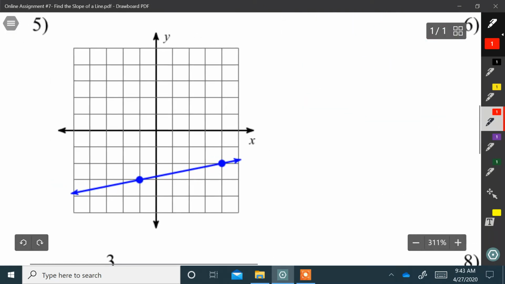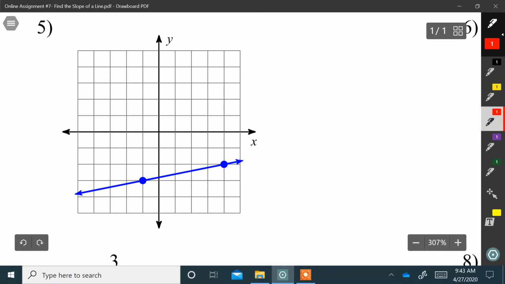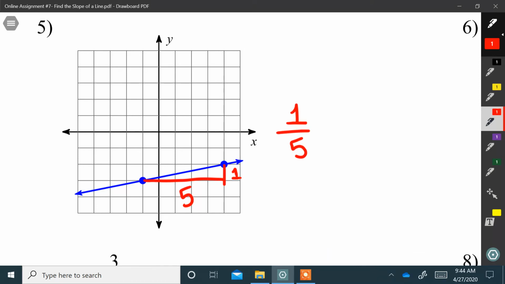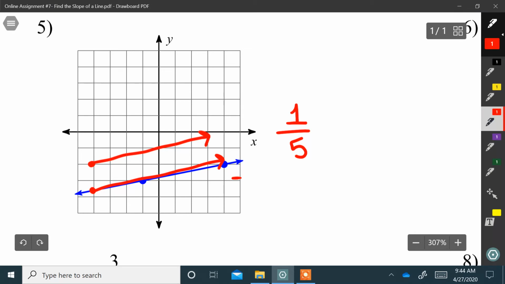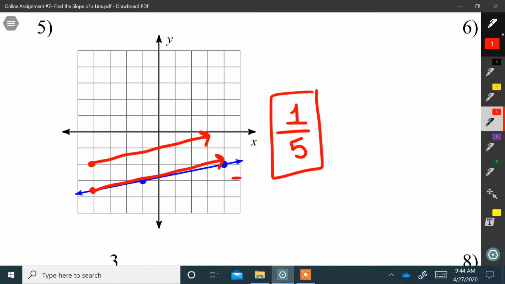Just take a look at this one here. We have the rise over the run. We got 1, 2, 3, 4, and 5. This is the same. 1/5 as my rise over the run. Now, when I look at it from left to right, this graph seems to be increasing. So this is going to be a positive slope. So I'm just going to leave it just like that.